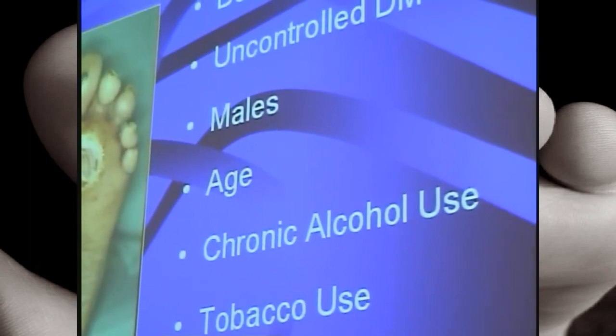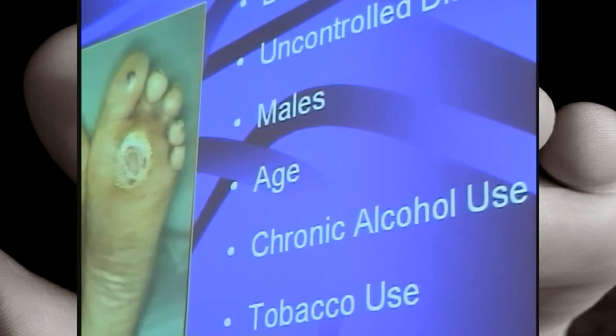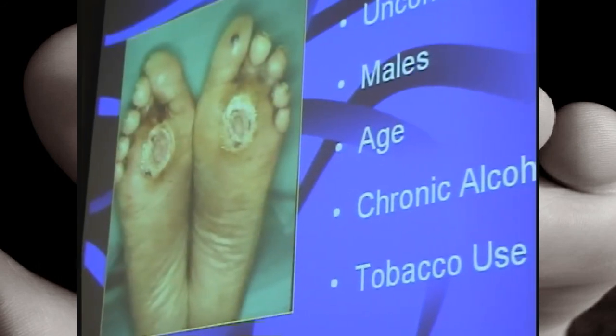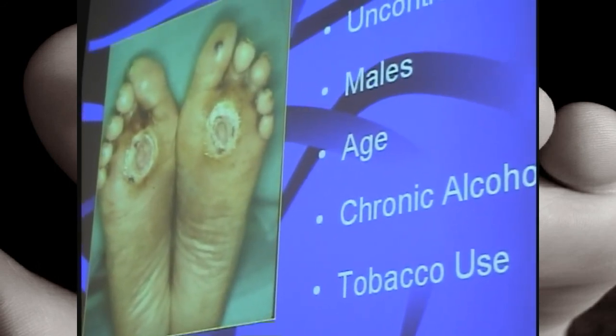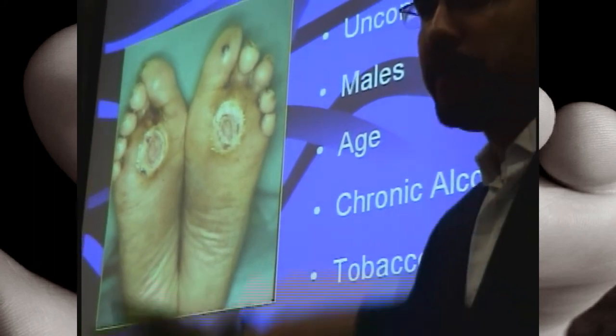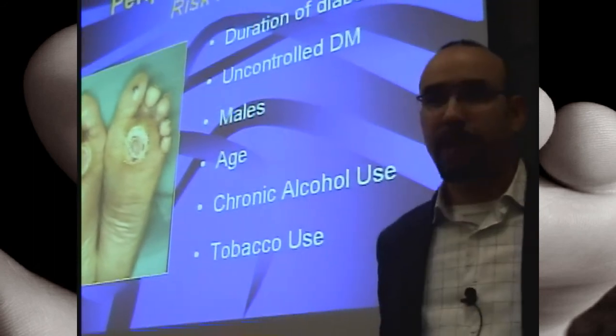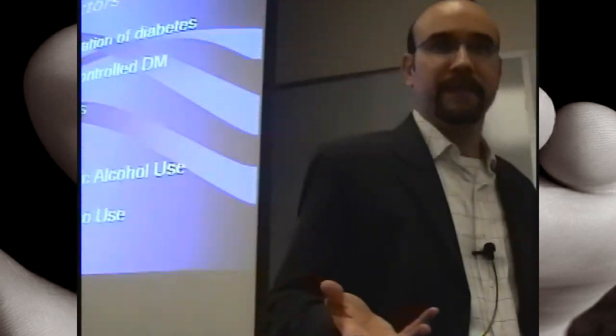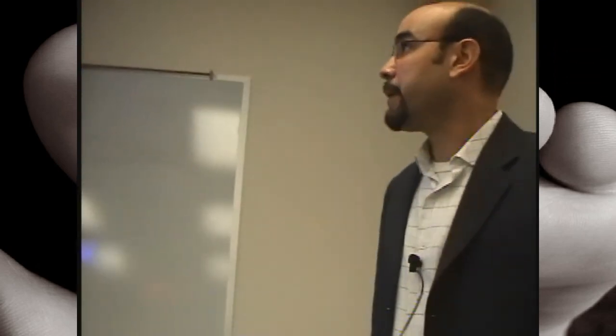And the last, ulcerations on diabetic patients are due to neuropathy. You got the callus, now you have a numb foot. You continue to work on the callus, doesn't perceive pain, so you don't seek help. Callus becomes an ulcer. That's very simple. Okay?